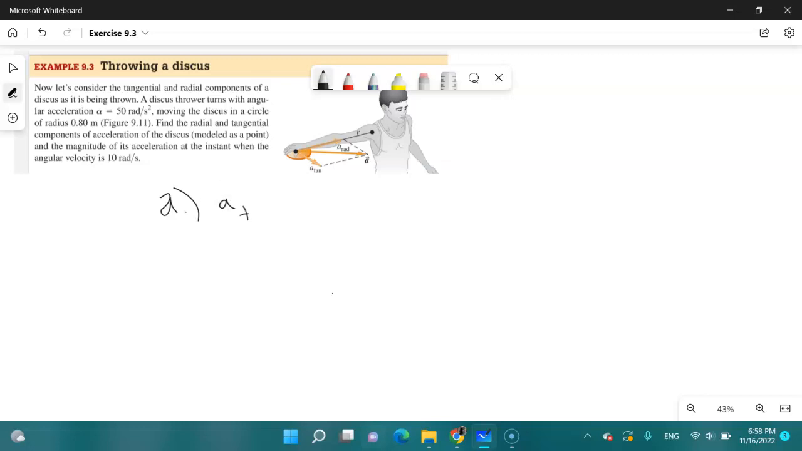To find the tangential component, we just have to multiply the radius times the angular acceleration. We know that the radius is 0.80 meters, and we know that the angular acceleration is 50 radians per second squared. So we just multiply both of these values, and it gives us 40 meters per second squared. So that's the tangential component.